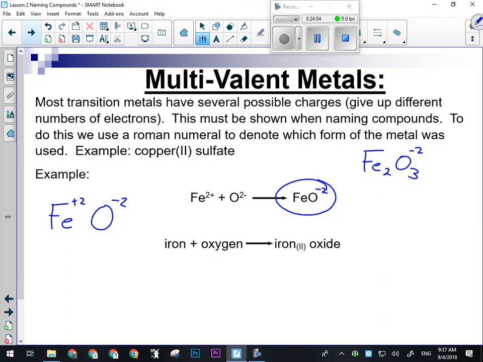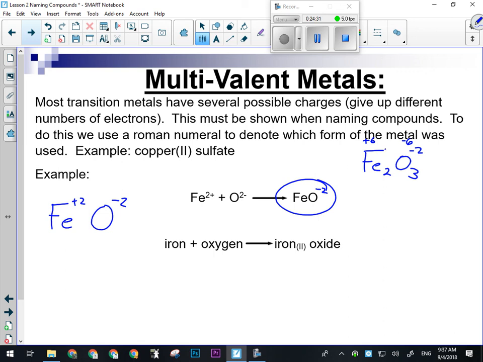How many negative charges do I have? So I've got 6 negative charges in total. I only have 2 irons, and I have to get to +6 for this compound to balance out. So the charge on each iron is 3. That's how I do it. Obviously, it's a little more obvious with this compound, but some compounds you actually have to do this process every time because they're a little trickier.